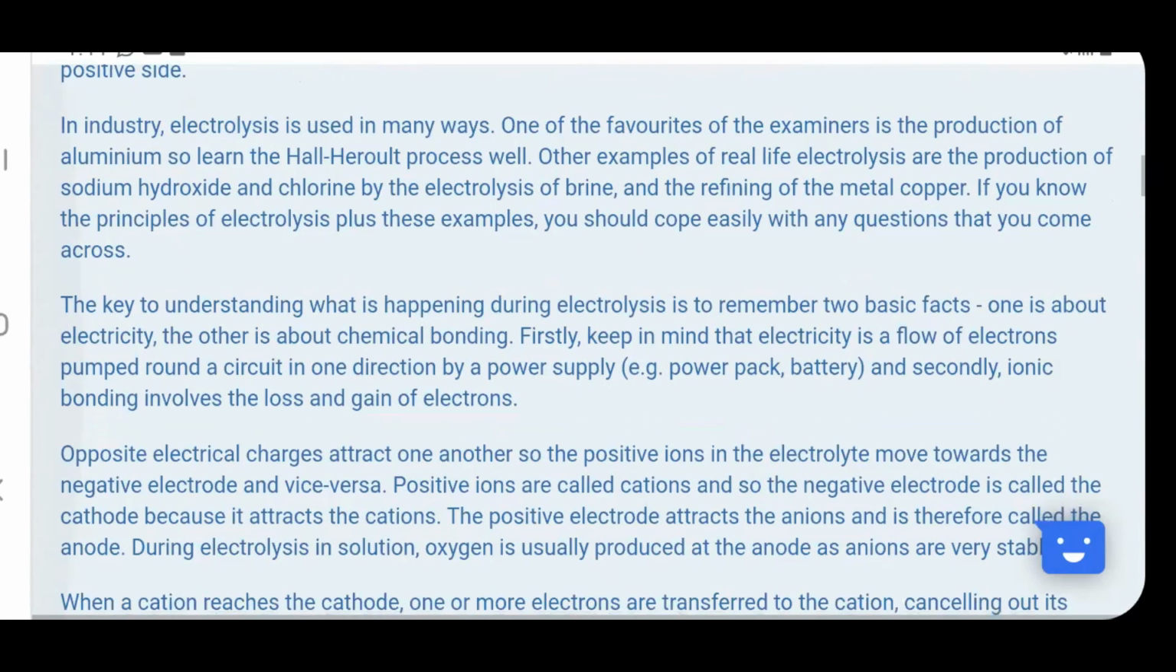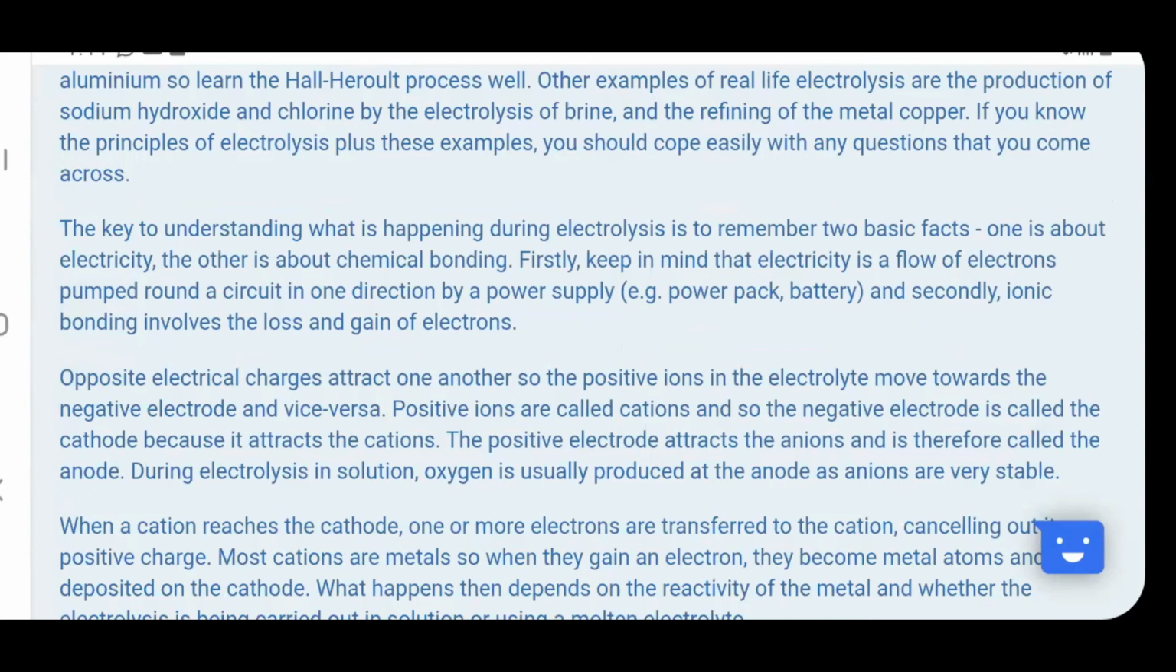Opposite electrical charges attract one another. So the positive ions in the electrolyte move towards the negative electrode and vice versa. That is why I told you from the inception that the anode, which is positive, will attract an anion, which is negative. So chloride ion, oxide ion, nitride ion, phosphide ion, sulfide ion, all these ions that are negative will travel to the anode. Why? Because the anode is the positive terminal. Opposite poles attract, so they will attract.